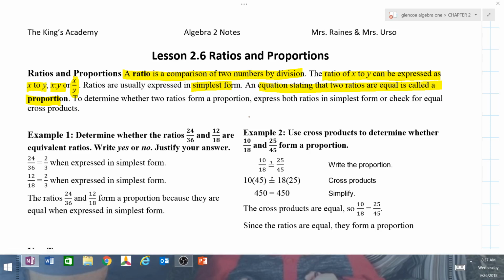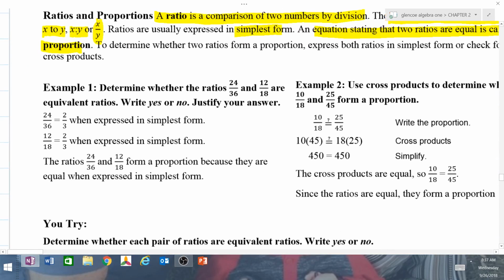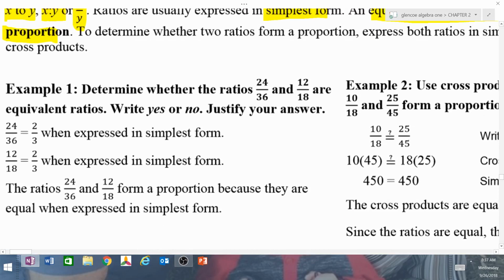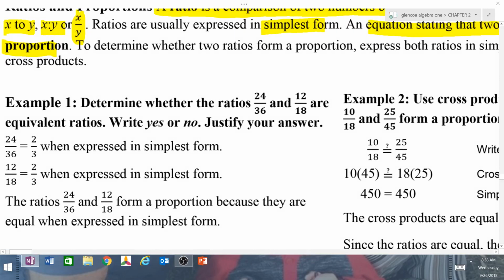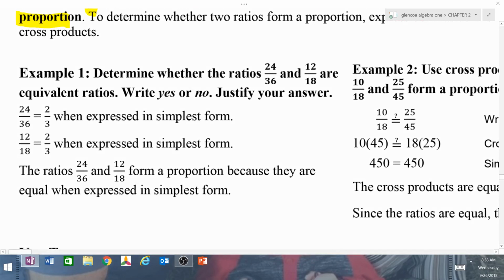Our first example here is to determine whether or not these two ratios are equivalent fractions. So we have the ratio 24 over 36 and 12 over 18. The easiest thing I think to do would be to go ahead and reduce each of them. Reduce 24 over 36. They're both divisible by 12. 24 divided by 12 gives us 2. 36 divided by 12 gives us 3. So in simplest terms, this first fraction would be equivalent to 2/3.